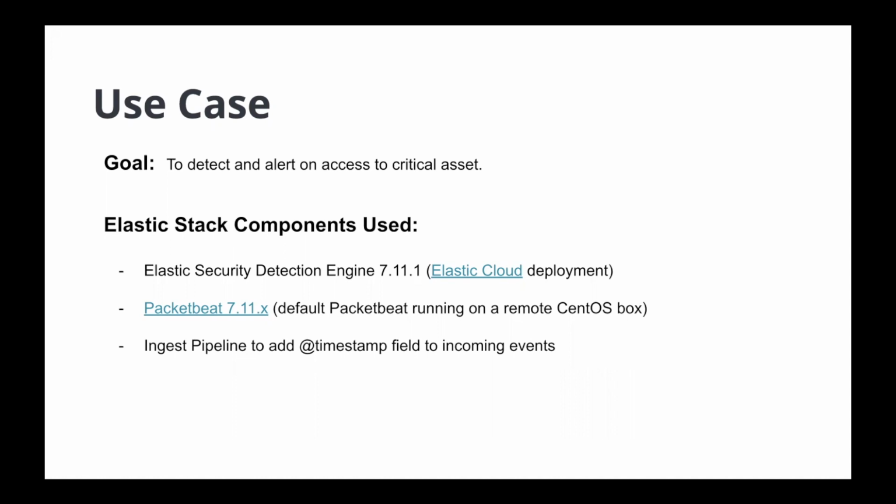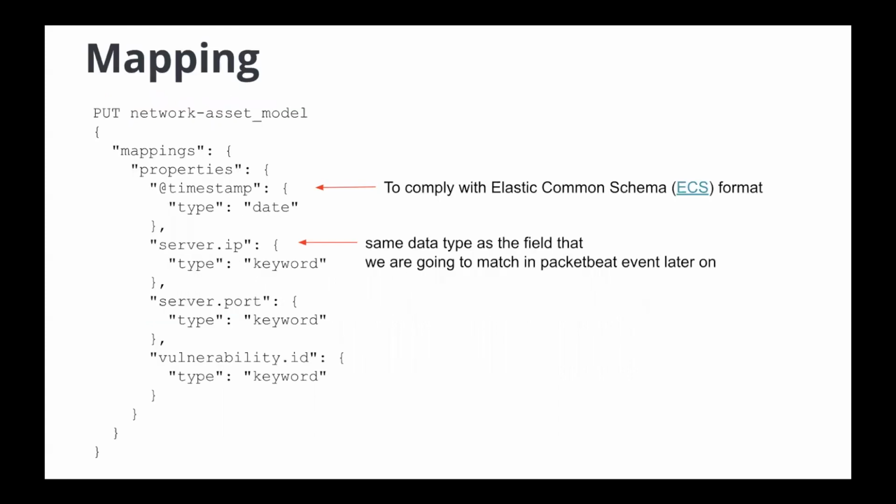We're also using Packetbeat, pure default Packetbeat running on a remote CentOS box in this case. Finally, an ingest pipeline to add a timestamp field to the incoming events. For the mapping, we'll be creating a network asset model list with mappings.